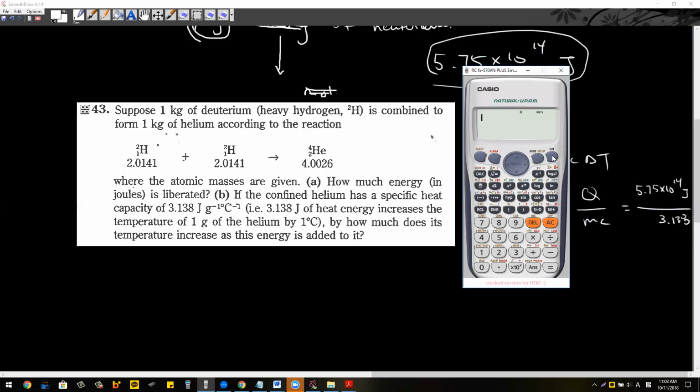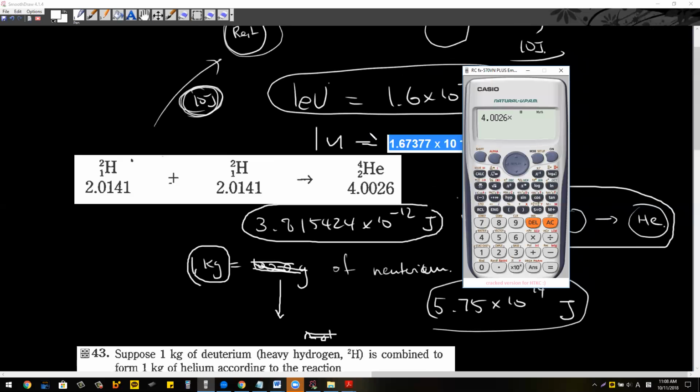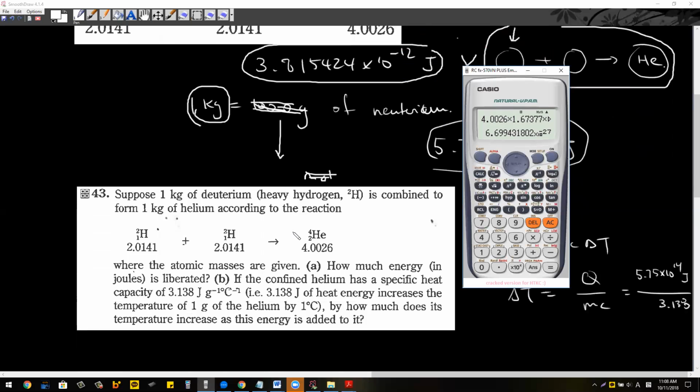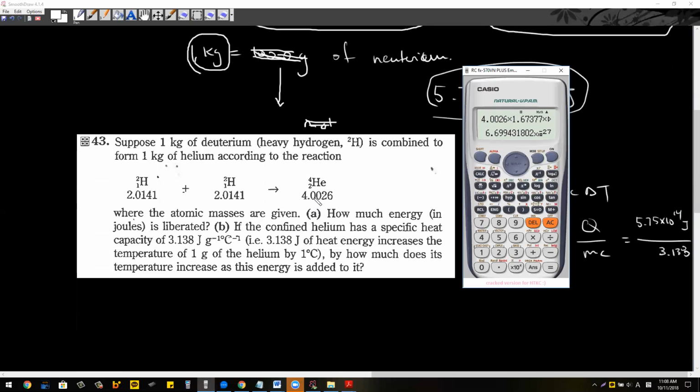But you have to know how many heliums are there as well. So 4.0026 times the 931 point, this one here, 1.67377 times 10 to the power of 27. That would be the mass of 1 helium, isn't it? Yeah, the mass of 1 helium. We don't know how many there are. We need to figure that out.